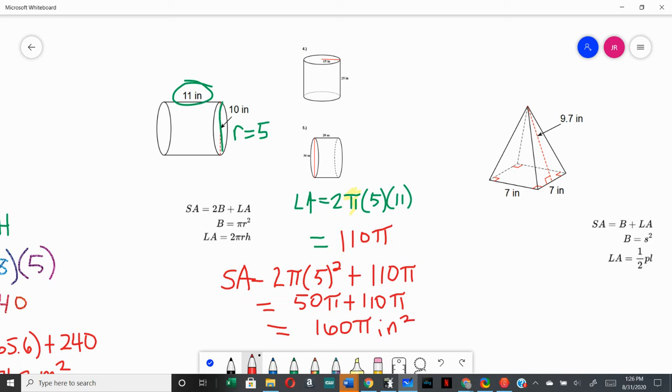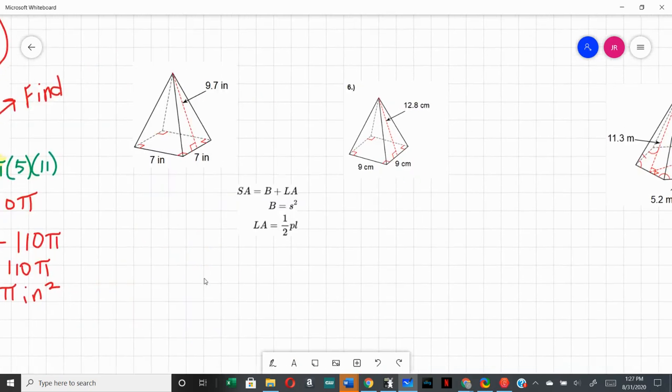So that'll work for both 4 and 5. You just need to know the radius. This one you already have the radius. This one you have to find the radius. Okay. Take a look at the next ones.